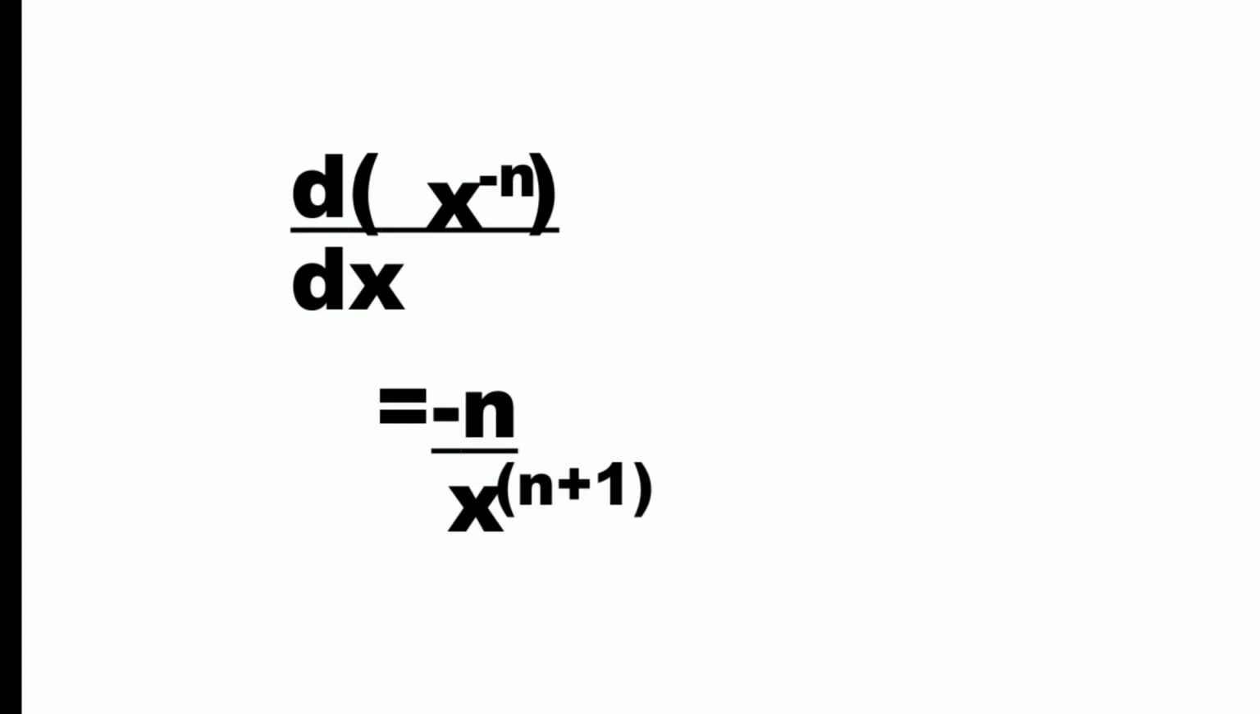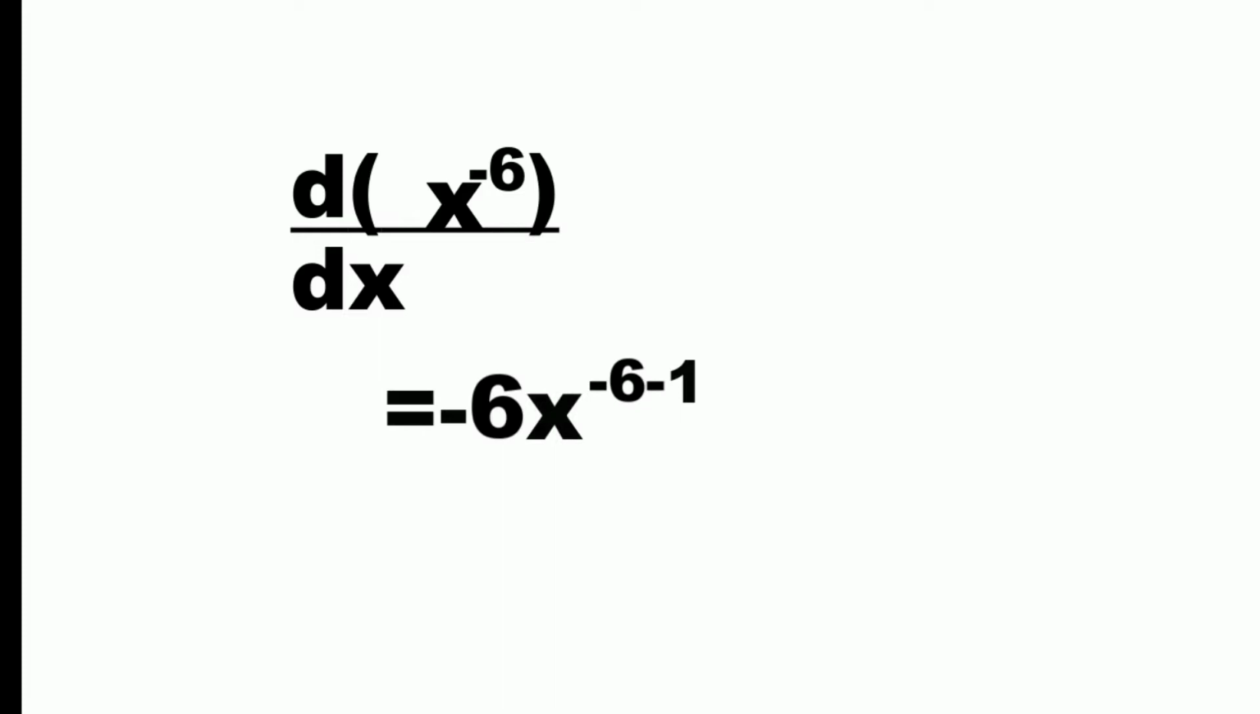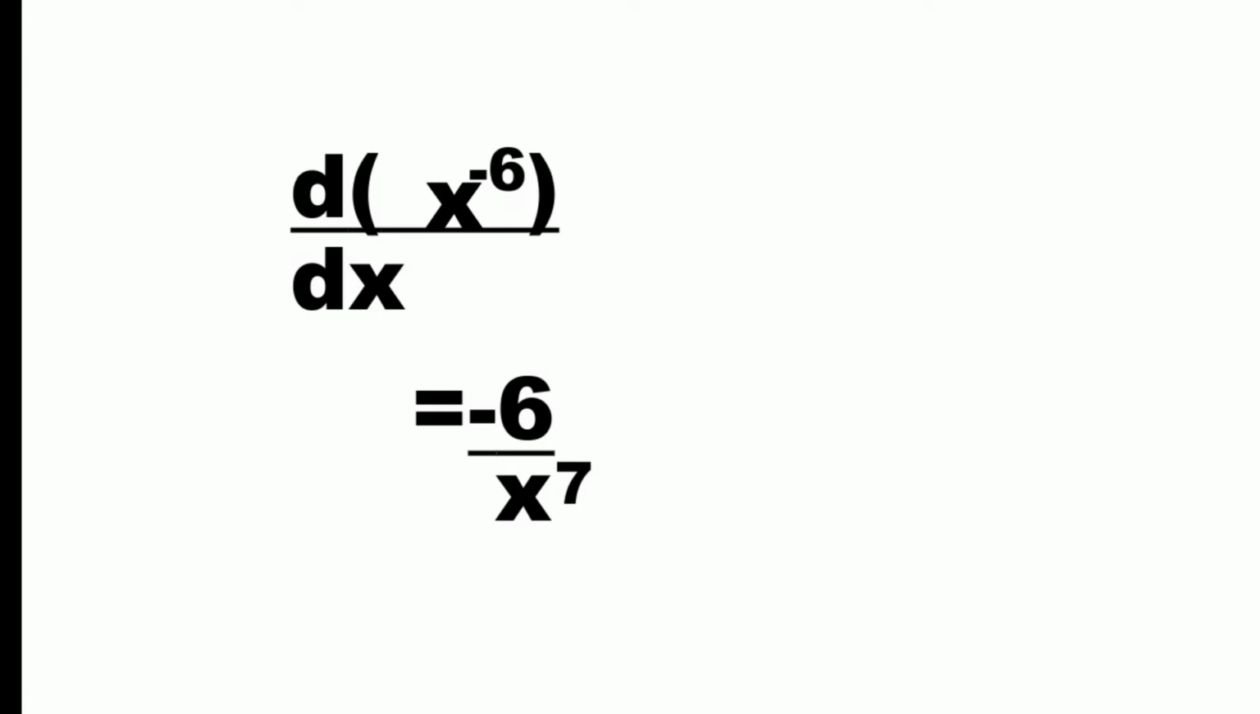Example: find the derivative of 1 over x to the power of 6. By power rule we can make this the derivative of x to the power negative 6. So it's equal to negative 6 times x to the power negative 6 minus 1. Negative 6 minus 1 is negative 7, so it's equal to negative 6 times x to the power negative 7. Negative exponents can be made positive by placing it in the denominator, so the final answer is negative 6 over x to the power of 7.